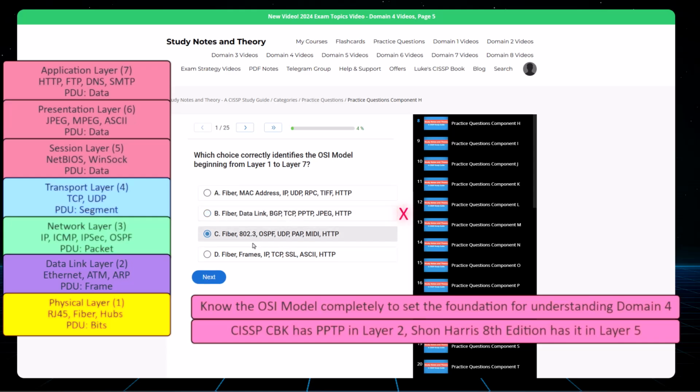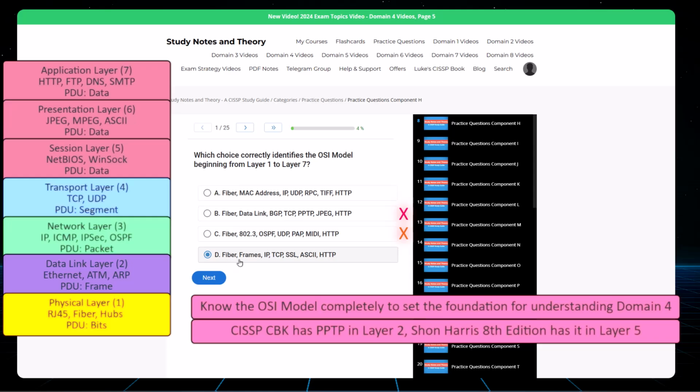Choice C, fiber optic, once again, layer 1. 802.3 is the Ethernet standard, so that is definitely layer 2. OSPF is a routing protocol, that is in layer 3. And UDP is layer 4, yep. PAP authentication protocol, is that in the session layer? I don't know. MIDI is definitely in the presentation layer, and HTTP is in the application layer. I don't know if PAP is in the session layer, so we already eliminated choice B, right? Because I don't think point-to-point tunneling protocol is in layer 3. We're going to put a maybe for choice C, and let's see what choice D is.